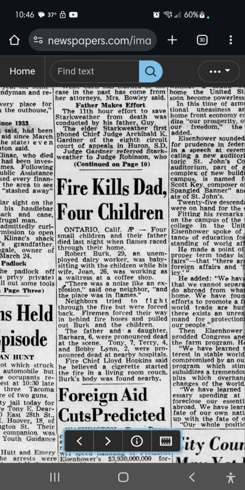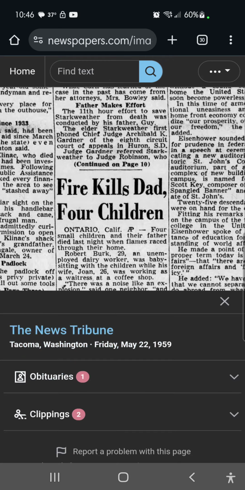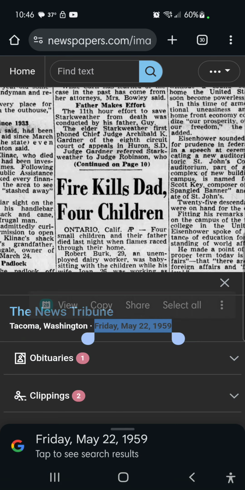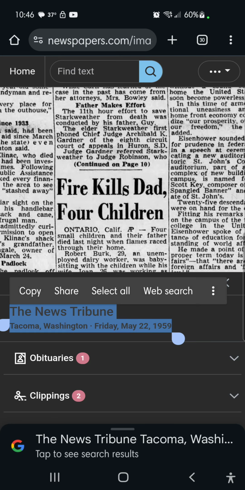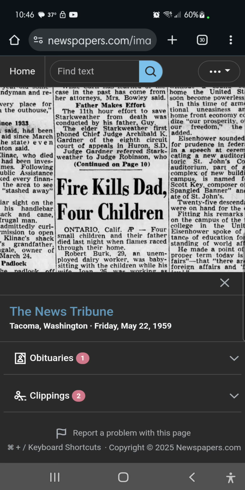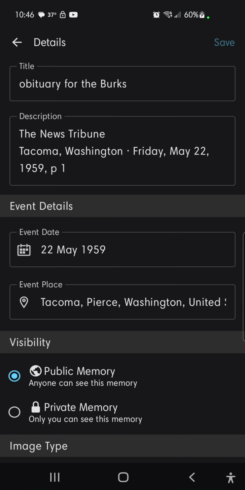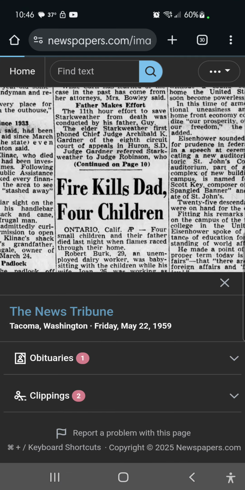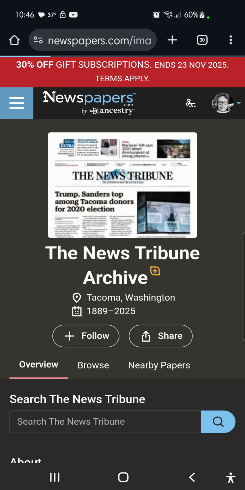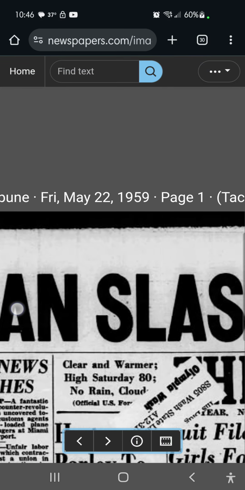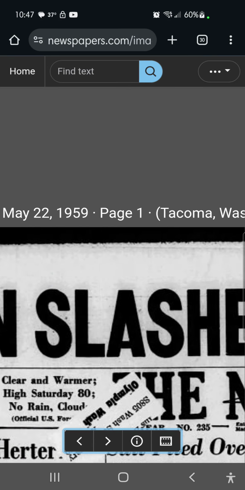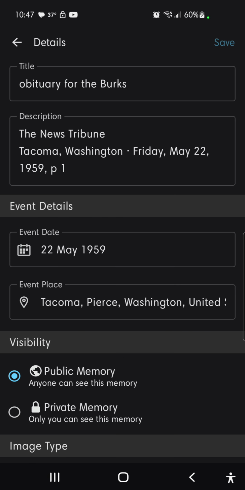So how do I get the information for the paper itself? I go to the I here. See that? And I copy this, and then I go over to the article as I added it onto Family Search, and I paste in that information in the description here. And then I had to find the page number, and this doesn't list the page number. Oops, sorry. Too many taps. So I go up to the top, and it's listed News Tribune, page 1. So I made sure that I provided that as well.